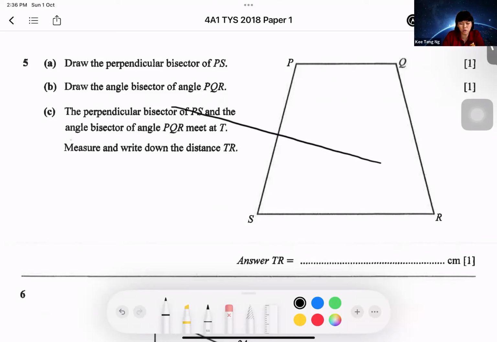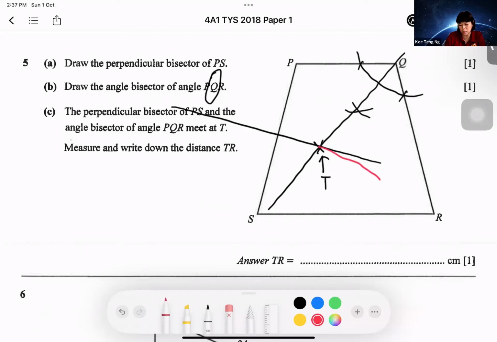Angle bisector PQR, angle QR. So here, angle bisector PQR. So you should have something like angle, then these 2 points, then mark across, look for a cross in the middle. Then the perpendicular bisector and the angle bisector meet at the point T. So this is the point of intersection. Mark across and T. Measure the distance T to R. So measure T to R. Take your ruler and then measure the length for T to R.